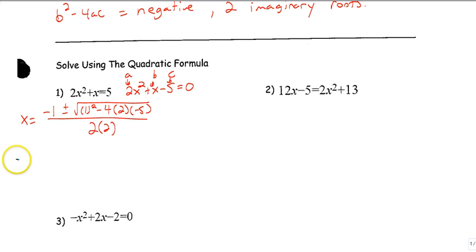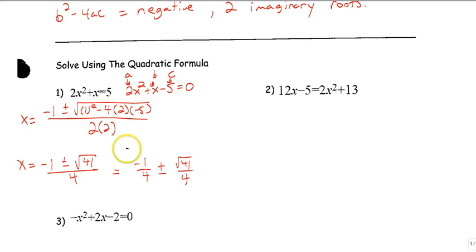Now we simplify. X equals negative 1 plus or minus. This becomes positive 40 and then a 1. So square root of 41 all over 4. Okay? And again, if you want to give us the real and the irrational part, we can split this apart. And that is it simplified. We can't do anything else with it. We can't break down 41, and we cannot do anything else.